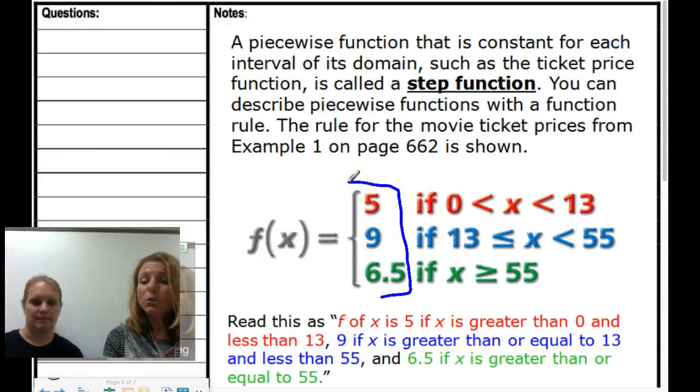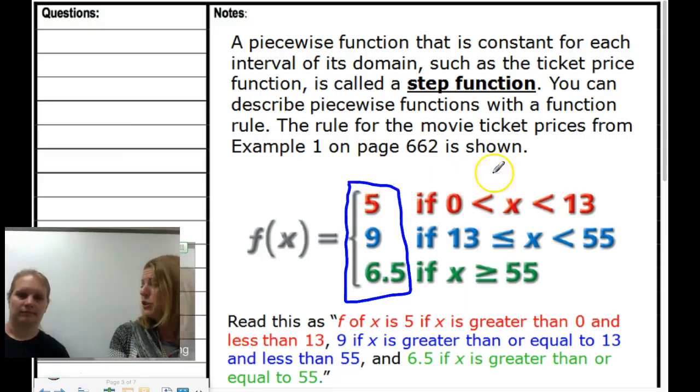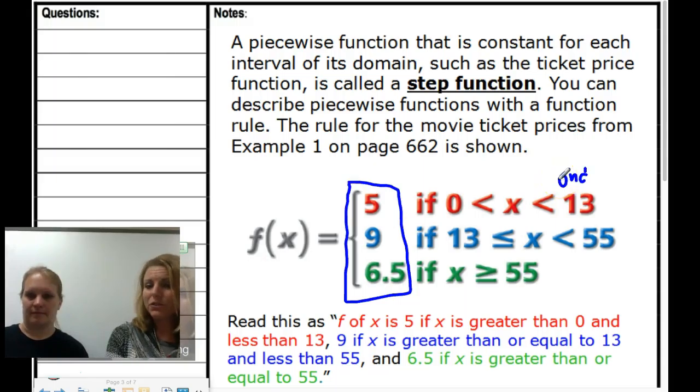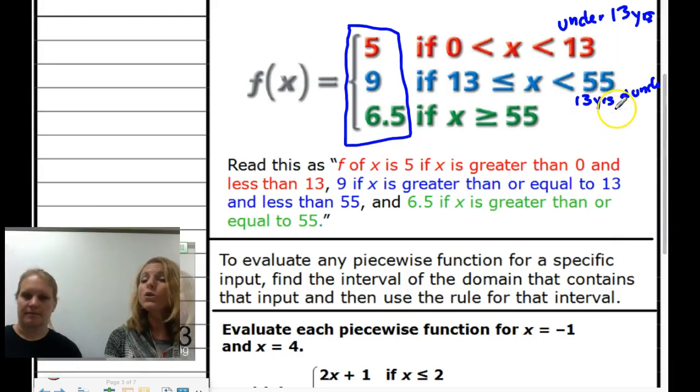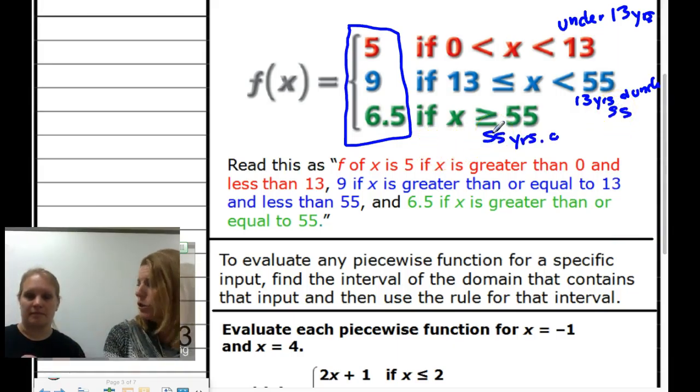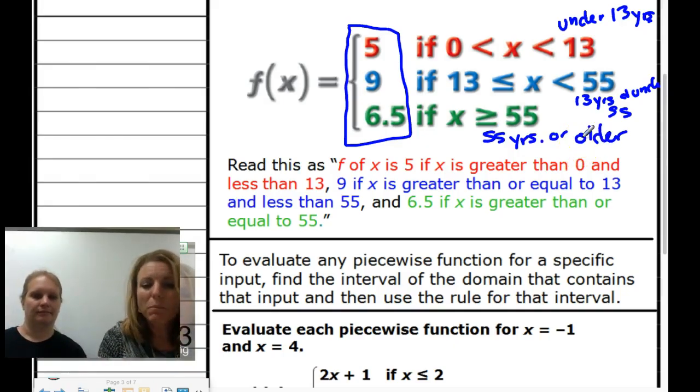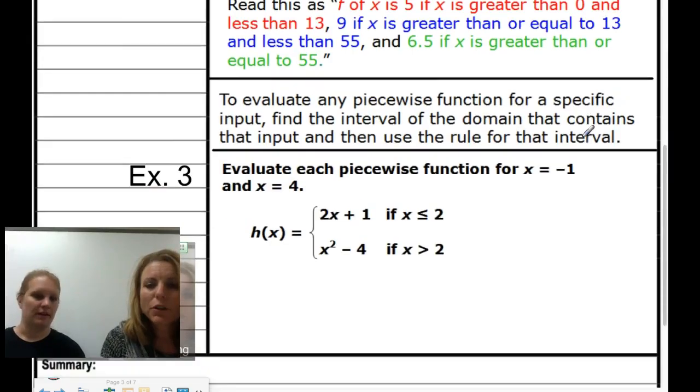How you interpret this is, if you are under 13 years of age, you're going to pay $5 to go to the movies. If you are 13 and under 55, you're going to pay $9. And if you're 55 years old or older, you're going to pay $6.50. That's how you interpret it. That's a step function. Movie price, going anywhere, is a price of something, which is what they just put down there.